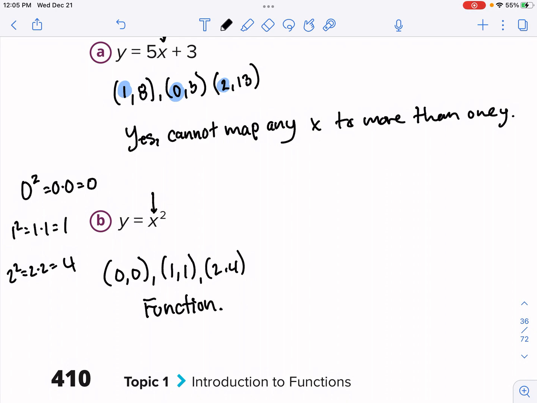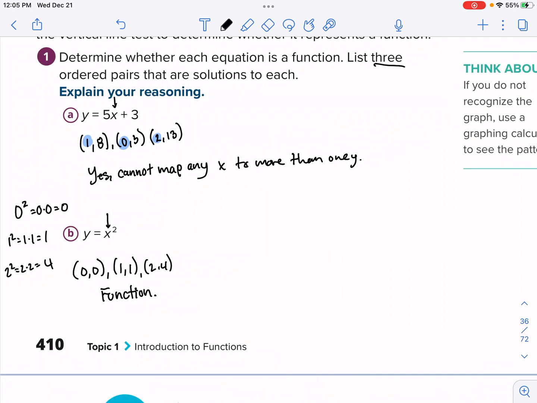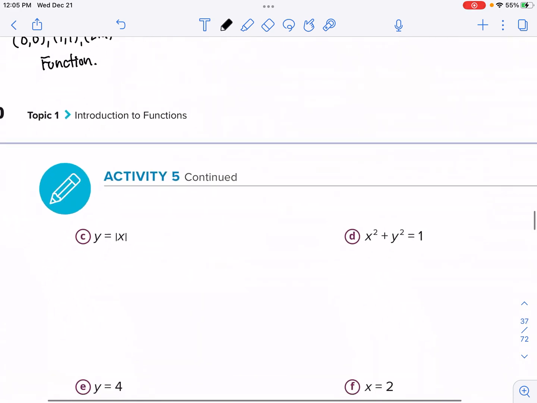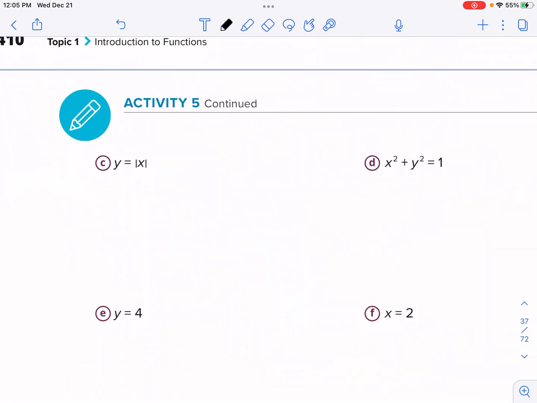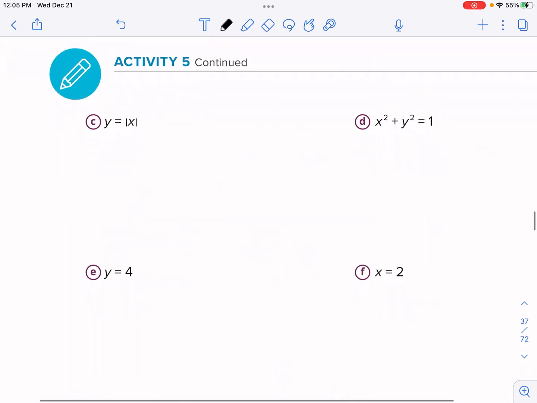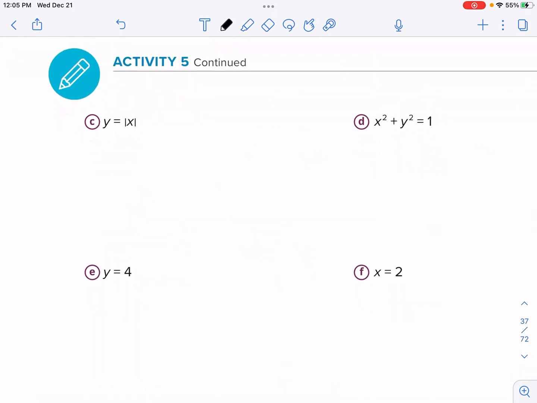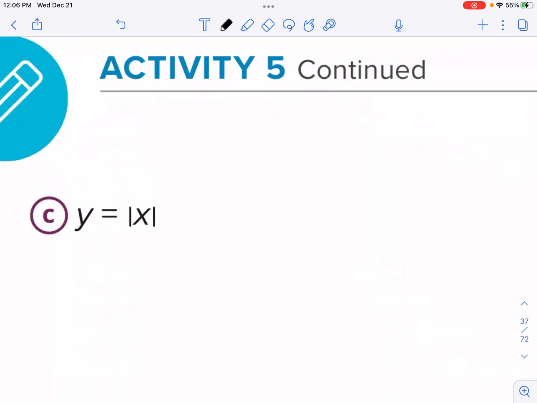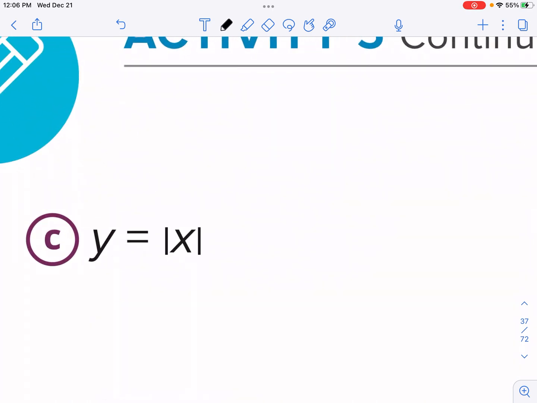Okay, right, and you cannot map an x value to more than one y value, so the same reasoning as before. But let's move on to the next page, which is some more practice with other terms or operators that we might or might not be familiar with. We're going to work through all four of these, but let's look at C. This reads y is equal to the absolute value of x.